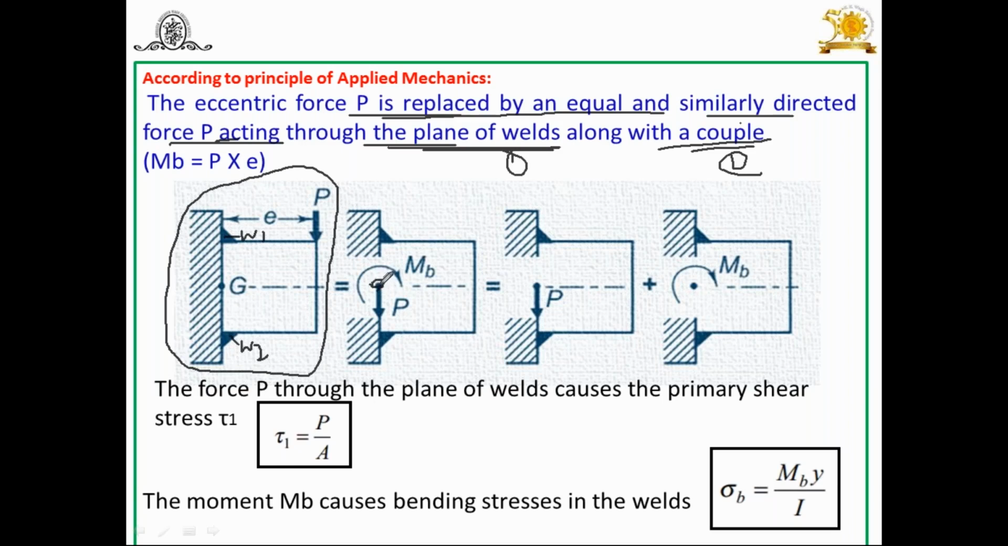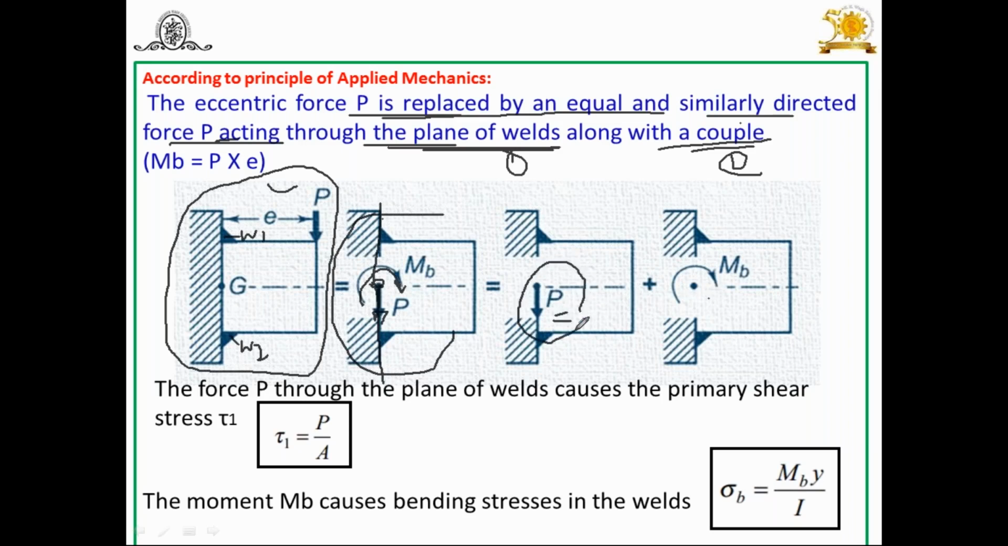You can replace it by an equal and similarly directed force P acting in the plane of the weld. Plane of the weld, try to understand. And second, along with this couple, MB. Along with this couple MB. And because of this P, again, this is equivalent to this eccentric load condition. But now we can separate it. This is the force P and the couple.